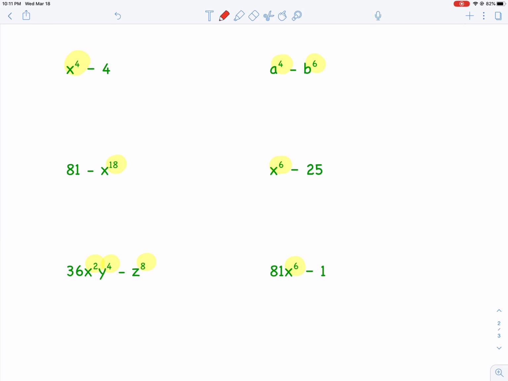So to do the first one, I'll take the square root of x to the 4th, get x squared, half of 4 is 2, and the square root of 4 is 2. And then I have x squared first in each parenthesis, 2 second in each parenthesis, plus and minus.